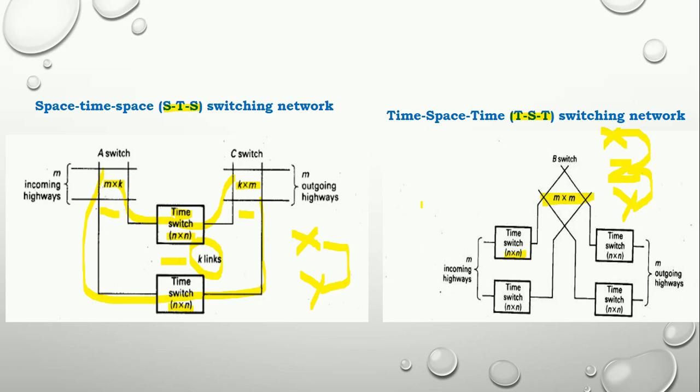Easily you can remember the diagram. The thing is, you need to remember the order. In the first it is m cross k, k cross m, but whenever you write any switch in the middle, the order becomes same, that is the number of the links.